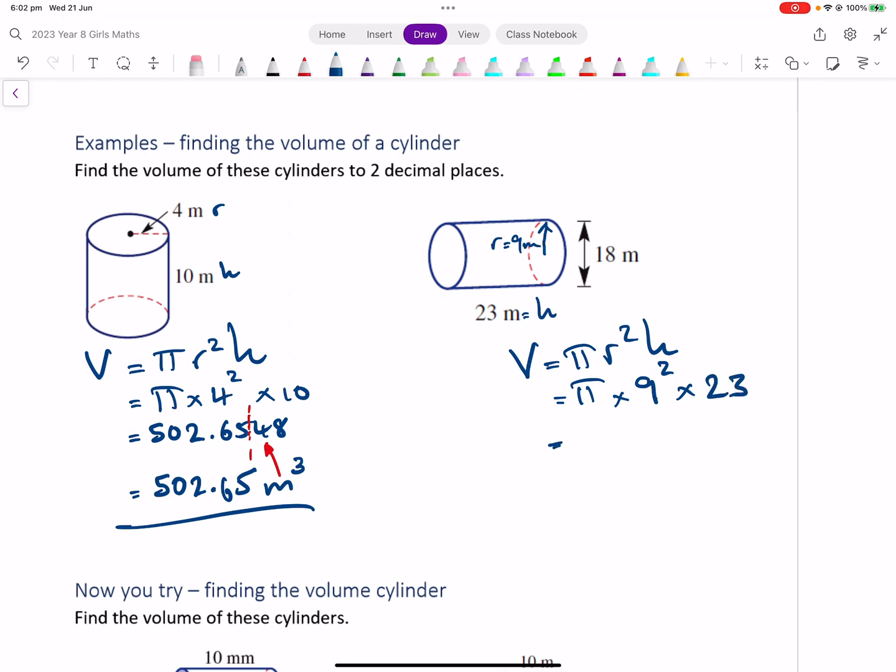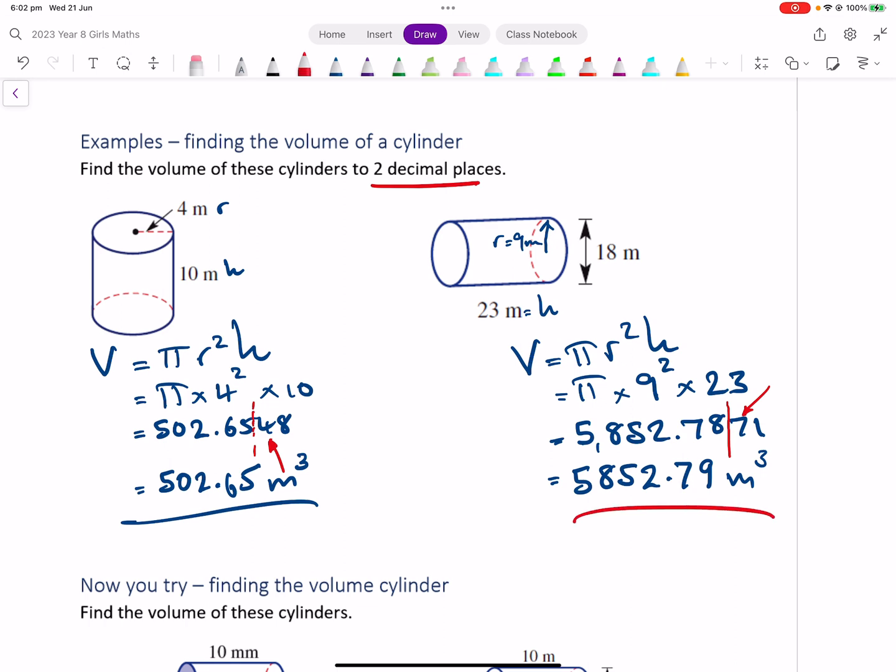We want 2 decimal places. Hey Siri, what is pi times 81 times 23? 3.1415 times 81 times 23 is approximately 5,852.7871. Let's get the rounding right because we need 2 decimal places. So we're going to put a little line there. Have a look at this critical digit. He's a 7. 7 is 5 or more, so we're going to round this guy up. 5852.79 meters cubed. There we go.